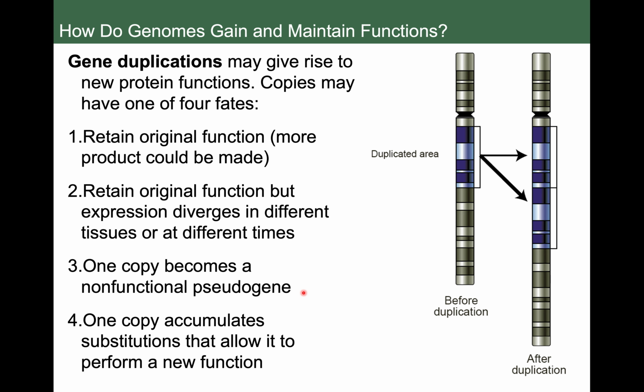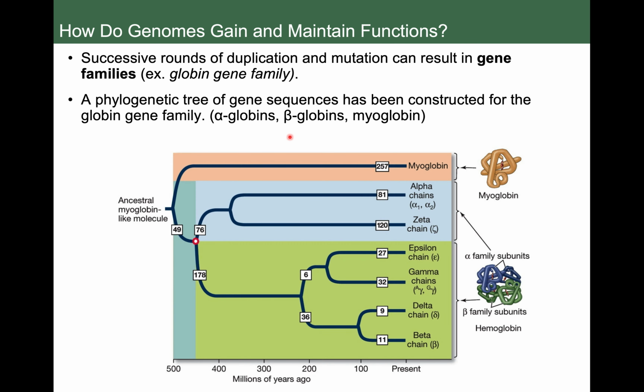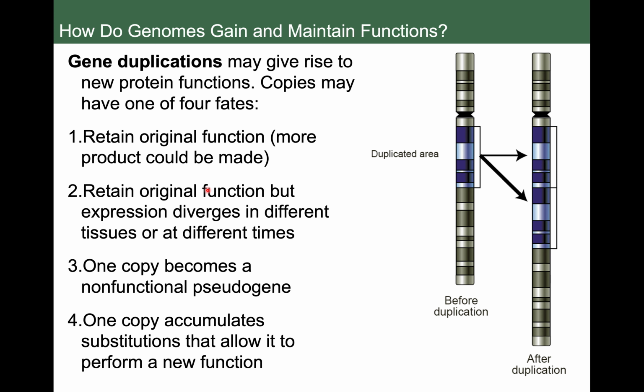So some of these globin genes seem to still have the original function. Basically, myoglobin is thought to be the most primitive of these, the most ancestral form, and we're still seeing it carry out what was believed to be its original function. We see some of these just being expressed in very specific tissues or at specific times of development.